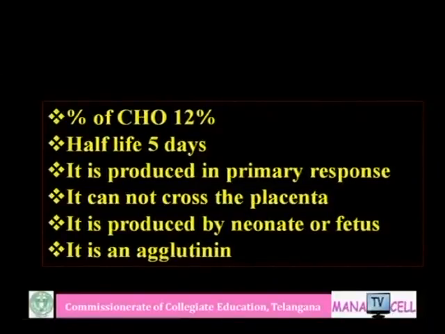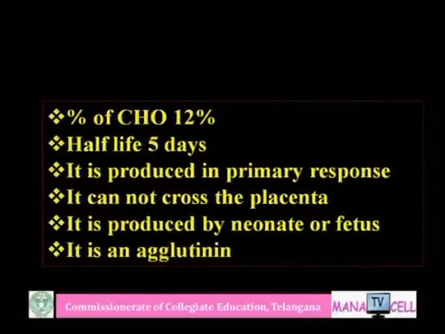So, IgM will come first, whereas in later infections, like the secondary immune response, IgG will come. It cannot cross the placenta, and it is produced by the neonate or fetus. That is why it is the first antibody produced inside the body. The first antibody produced in the newborn baby is IgM, which is very important. It is also involved in the agglutination process.